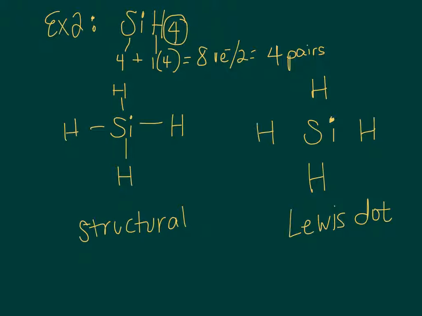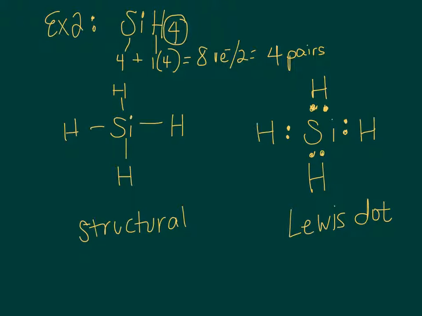So check out what we're going to do. We are going to put pairs in between each one to represent that bond. 1, 2, 3, 4. Alright, so there are 4 pair of electrons between each hydrogen and silicon, and the same thing's represented on your structural.